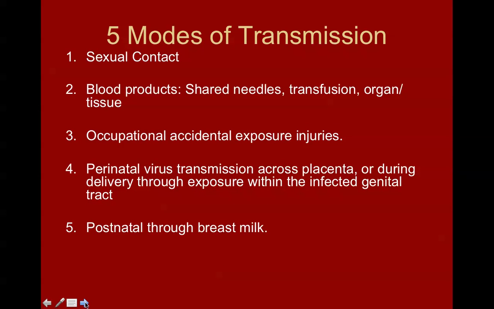Okay, the next thing that you'll need to know for testing purposes is the 5 modes of transmission. And these are pretty straightforward. There's sexual contact, blood products, occupational accident, exposure injuries, which, that's us. And perinatal virus transmission. Note in number 4, there are 2 ways that are considered perinatal transmission of HIV. The first is across the placenta during pregnancy. The second is through delivery within an infected genital tract. So as they're passing through vaginally for birth, they can contract HIV if mom's HIV positive. And then postnatally through breast milk.